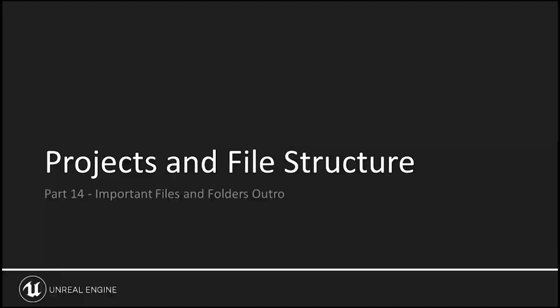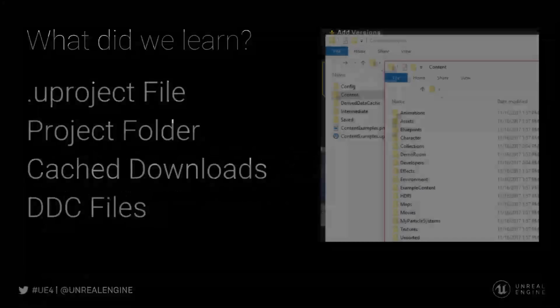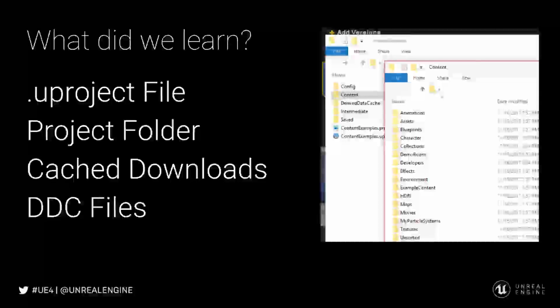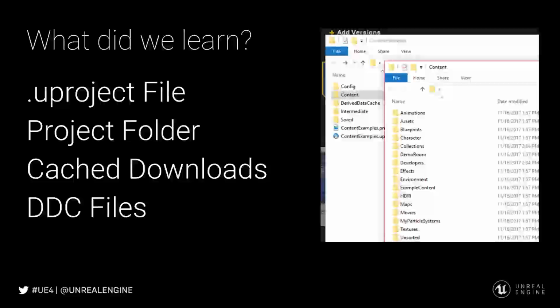And with that, we're going to go ahead and wrap up the important files and folders in Unreal Engine 4. So what did we learn? Well, we learned about the uproject file. We learned about the basic layout of the project folder and which files and folders may not be necessary. We learned about cache downloads, where the launcher places these downloads and how we can edit them later, as well as the DDC files and folders, where we might have them stored and how we might want to clean them up later to save space if needed.